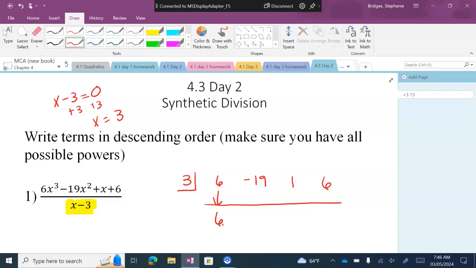Okay, so then what we do is we take the 3 that's in our little half of a box and we multiply it by 6. What is 3 times 6? 18, and that 18 is going to go under the negative 19. Ready? Okay. Then we just add negative 19 plus 18. That's negative 1, right? Then we repeat the process. We take the 3 that's in our box and we multiply it now by negative 1. What's 3 times negative 1? Negative 3, and that's going to go under the 1.